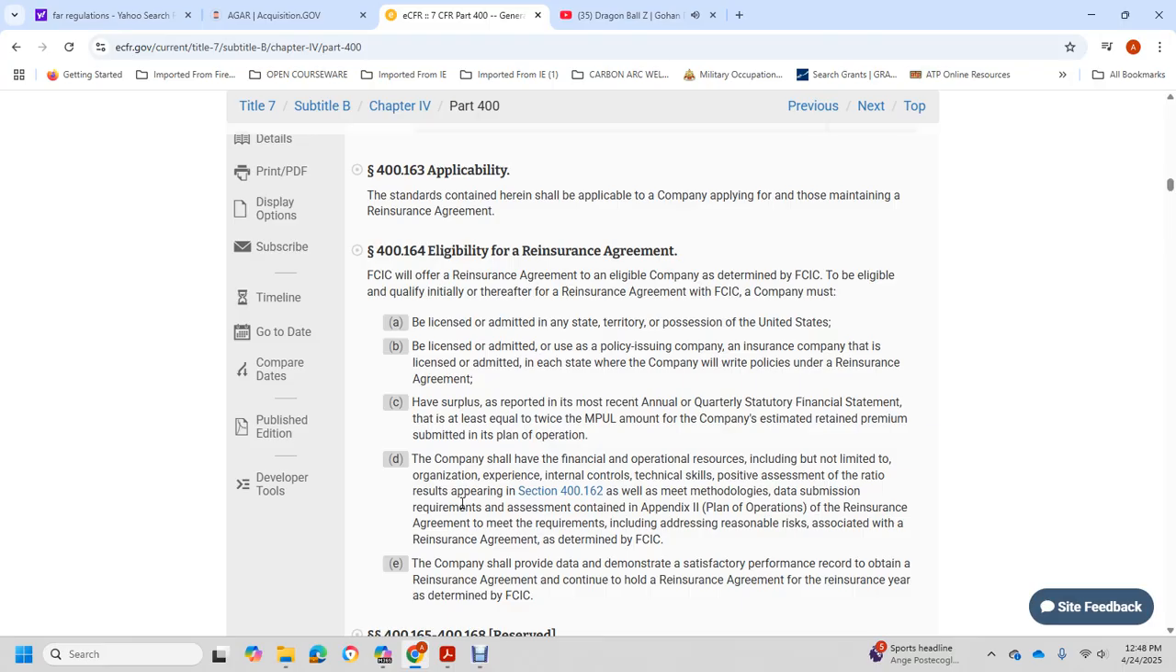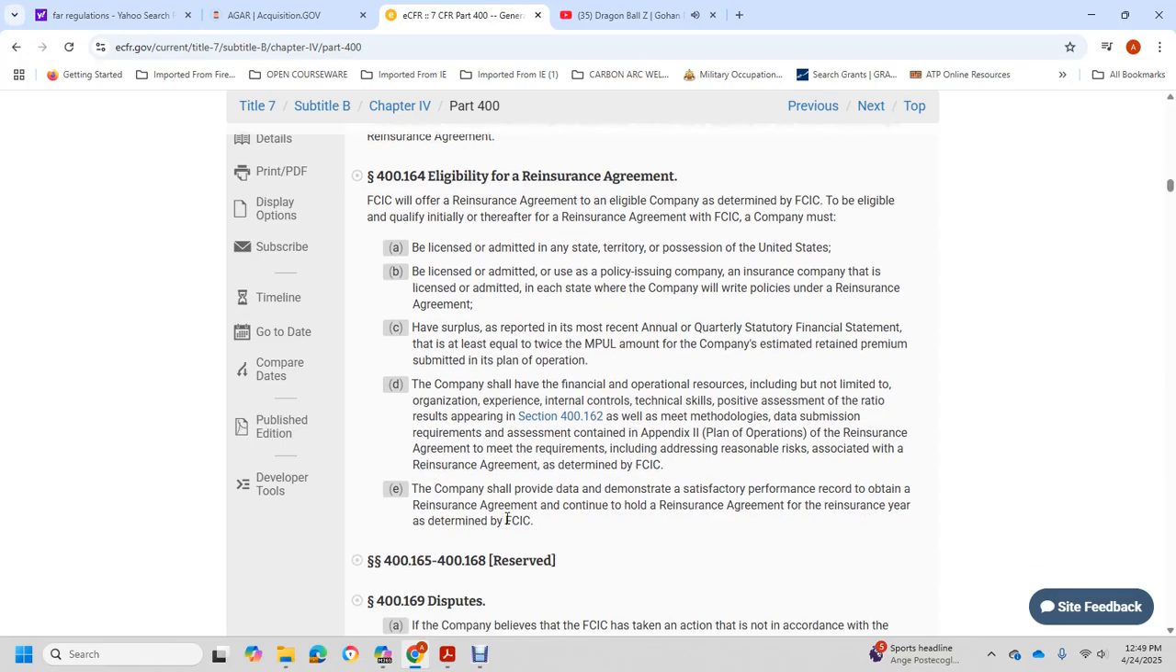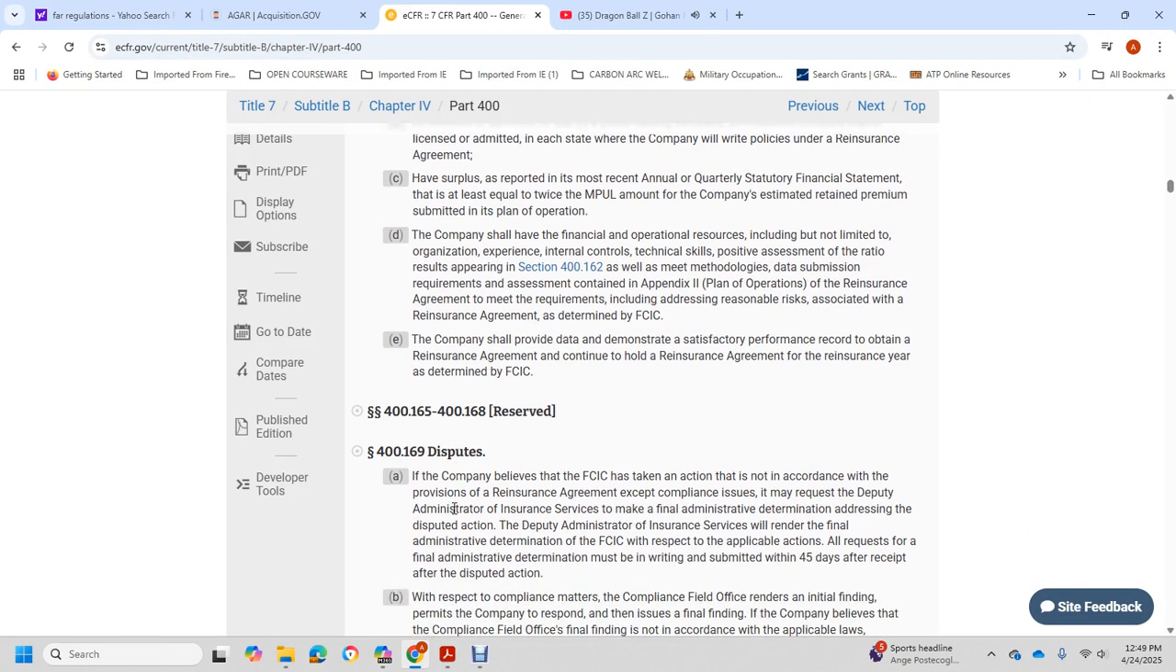Company shall have the financial and operational resources to include, but not limited to, organization, internal control, and technical skill, with the positive assessment with the ratio of the result appearing in section 400-162, with the methodology of the data submission requirement of the assessment contained with the pendency of the plan of operation, reinsurance agreement to meet the requirements, including draft of the reasonable risk associated with the reinsurance agreement that determined the Federal Crop Insurance Corporation. Company shall provide the data to demonstrate the satisfactory performance required to obtain and continue the reinsurance agreement, as determined by the Federal Crop Insurance Corporation.